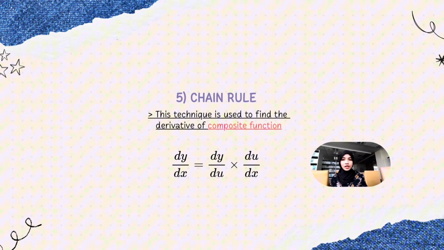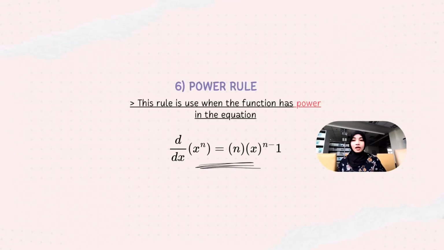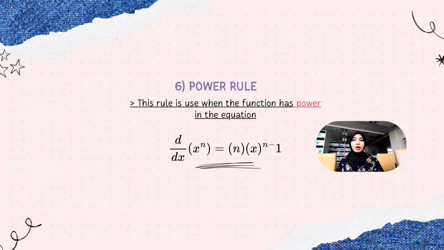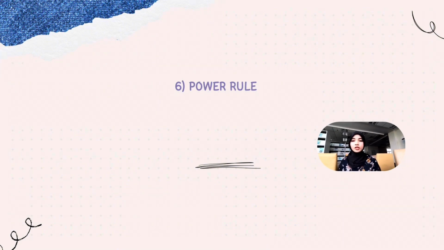Next, we have chain rule. This technique is used to find the derivative of a composite function. And the last one, we have power rule. This rule is used when the function has a power in the equation.